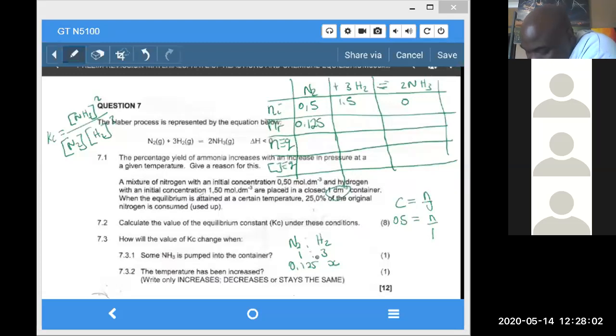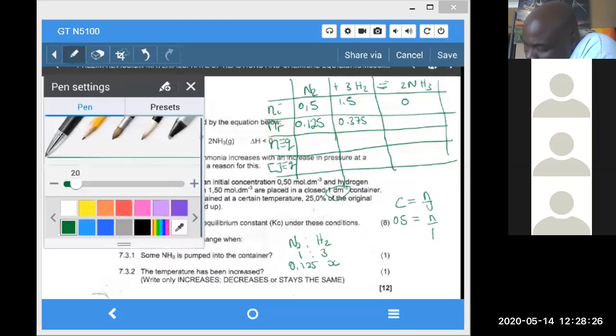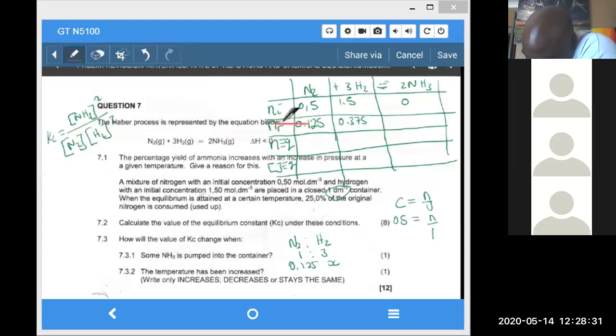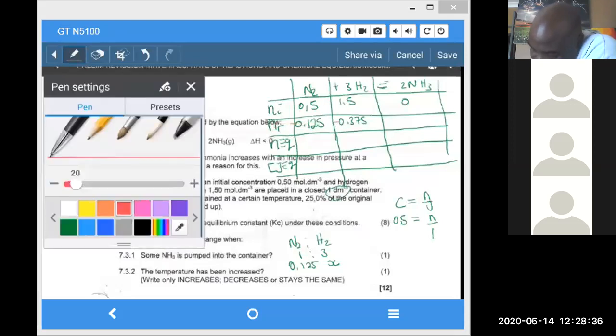So how much of ammonia is produced? Between nitrogen and ammonia, the mole ratio is 1:2. So double the amount of nitrogen used up is the amount of ammonia that is produced. So 0.125 times 2, you get 0.25. So plus 0.25 moles of ammonia is produced.